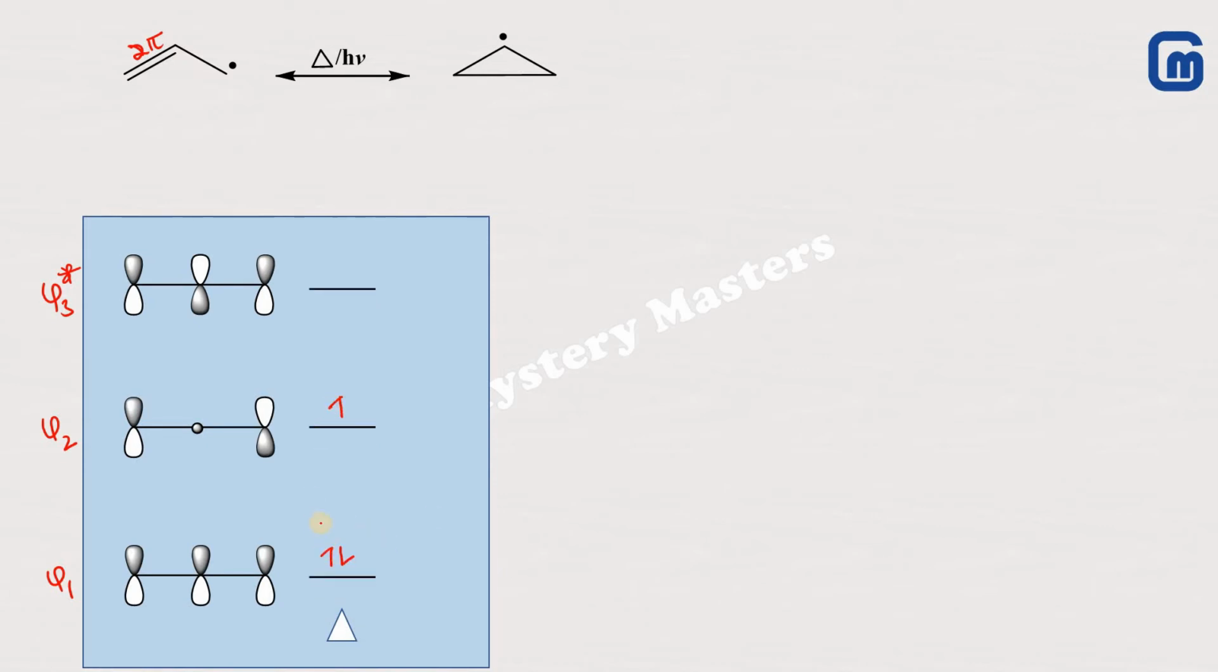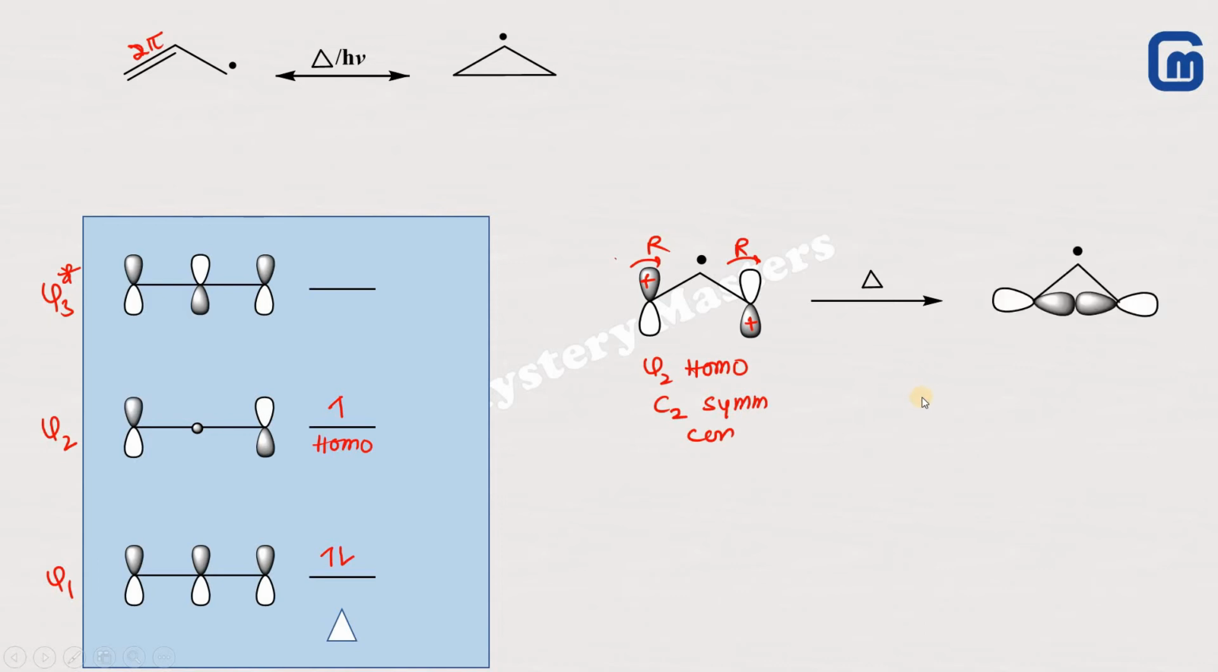So here, likewise in the allyl anion, the HOMO is psi 2 in thermal condition. So what will happen in this case? Psi 2 is the HOMO, where there is C2 symmetry, and for cyclization we will require conrotation and we will get the cyclized product. And here also the symmetry of the product will resemble the symmetry of the reactant.